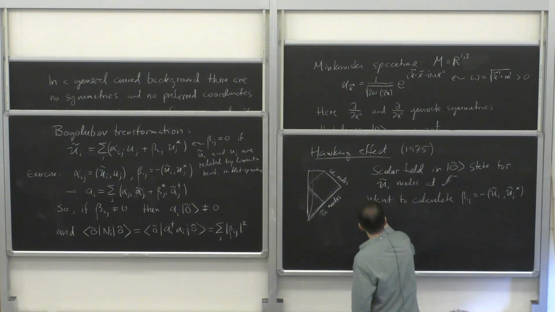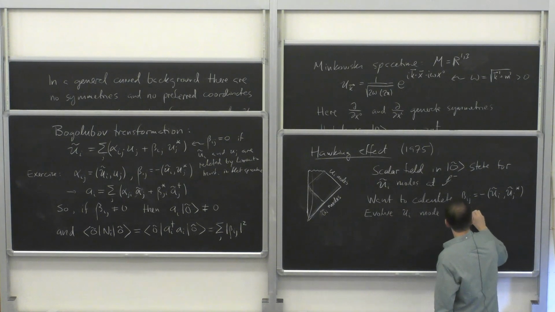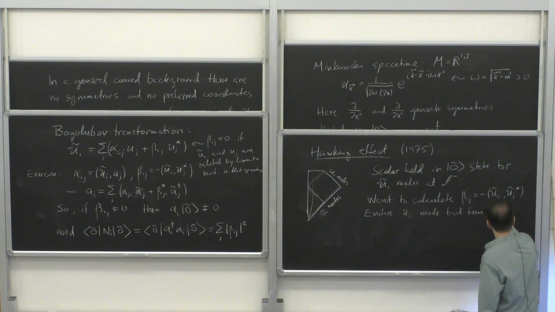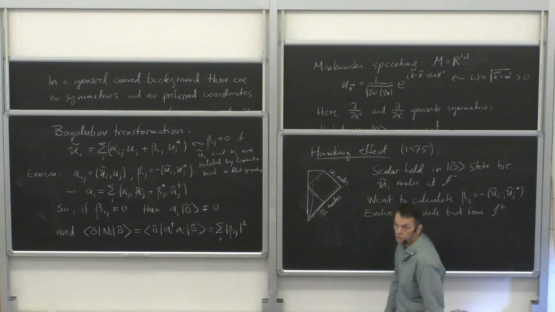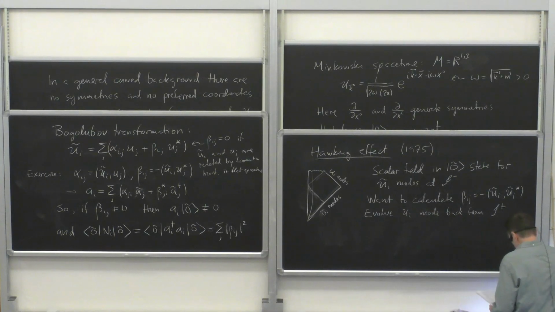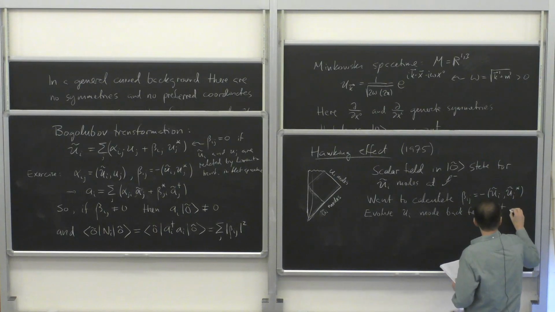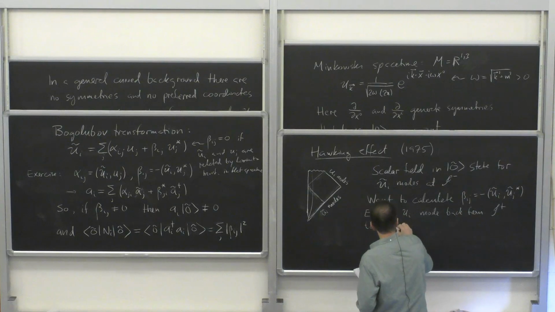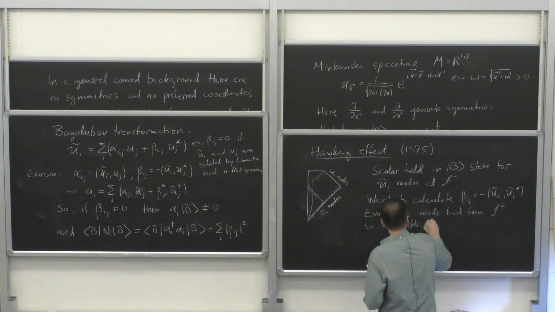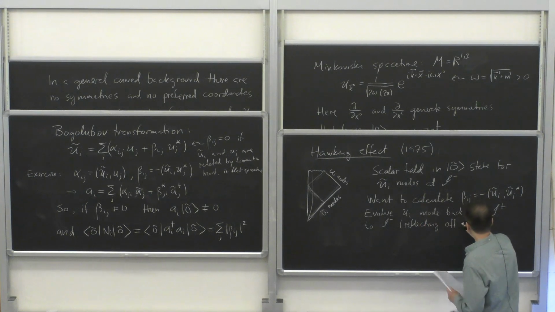And the way we're going to do that is we're going to evolve the UI mode back from scri plus, so that's up here, using the Klein-Gordon equation, of course, until we get to xi minus. And we'll use some Dirichlet condition or something at r equal to 0.